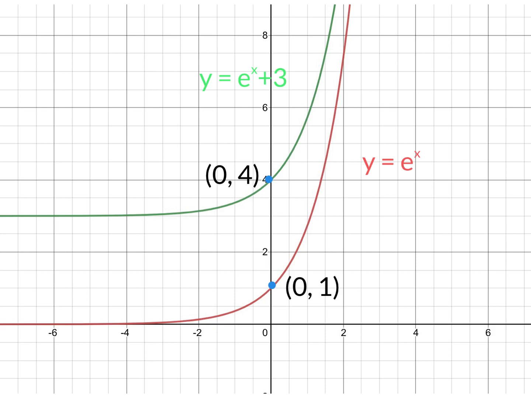The asymptote used to be y equals 0, so the x-axis. The asymptote is now y equals 3. So everything moves 3 up.